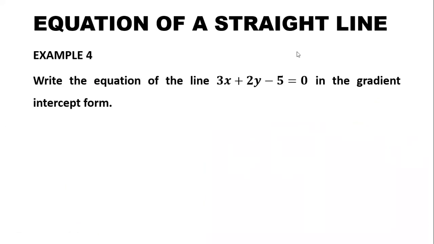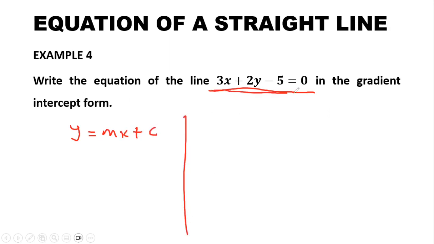In example 4, we are asked to rewrite this equation in the general form in the gradient intercept form. What it simply means is to make y the subject in this equation. The gradient intercept form of the straight line is in the form y equal to mx plus c. So if we want to write this equation in this form, then we have to make y the subject in this equation. So the equation is 3x plus 2y minus 5 equal to 0.